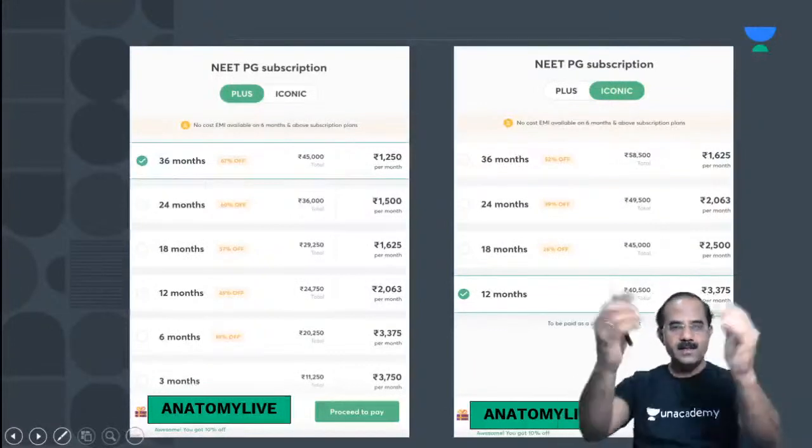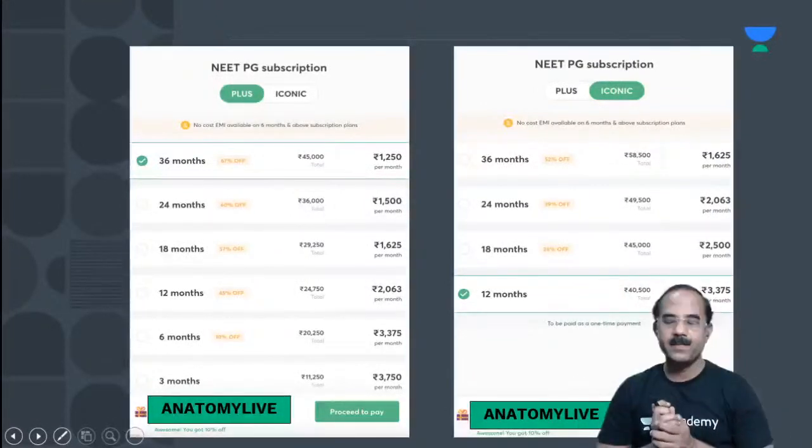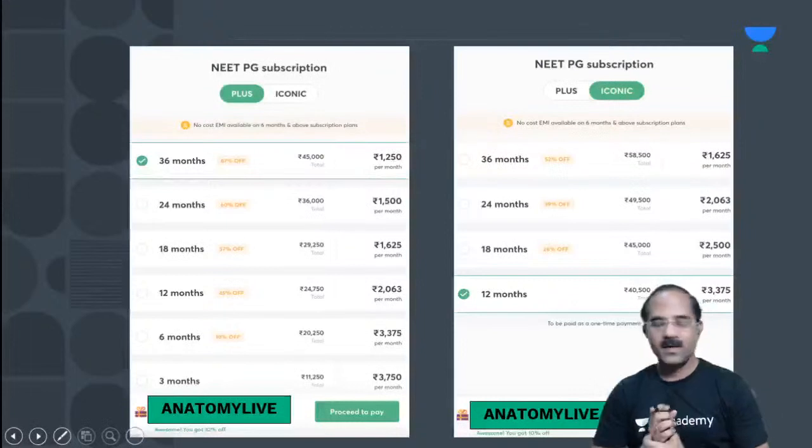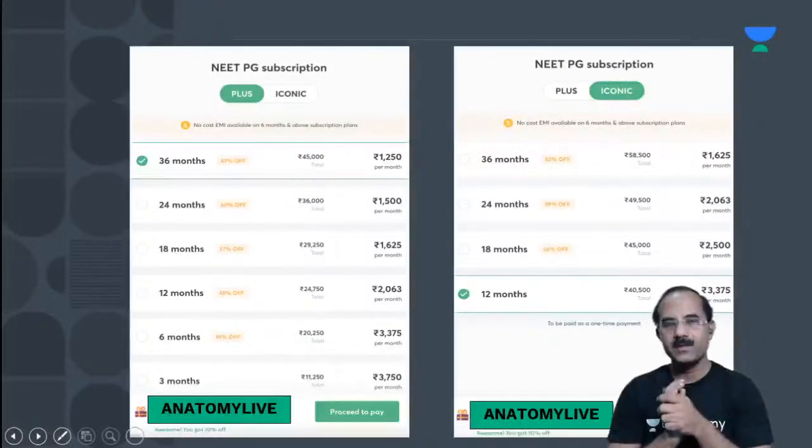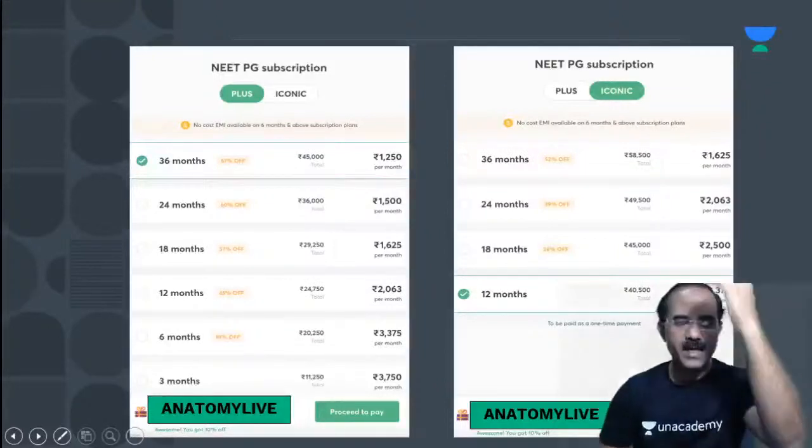Anything else? Any other doubts that you have? Just tell me. Okay, anyone else has any other doubts? Superior epigastric is clear. Inferior epigastric is clear. You can tell me what is superficial epigastric artery.